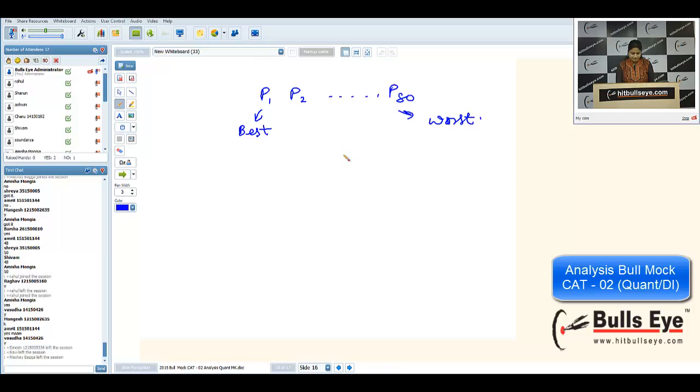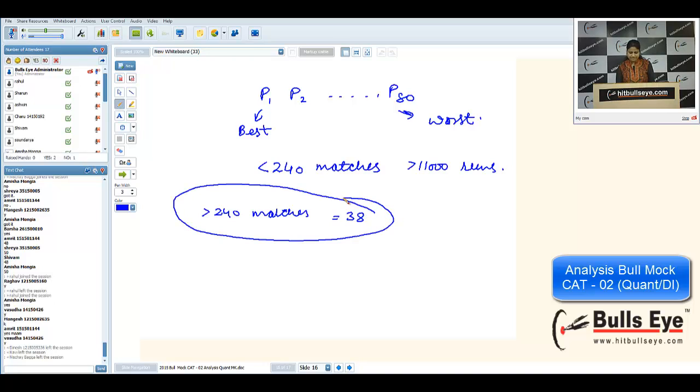What is the least number of players who played fewer than 240 matches? Fewer than 240 matches means these many matches. And there is one more condition, more than 11,000 runs. By using that table, the first column, number of matches, more than 240 matches is equal to 38. More than 240 matches, there are 38 players, and they'll be P1 to P38 because they are the best players. P1 to P38, these players are playing more than 240 matches.